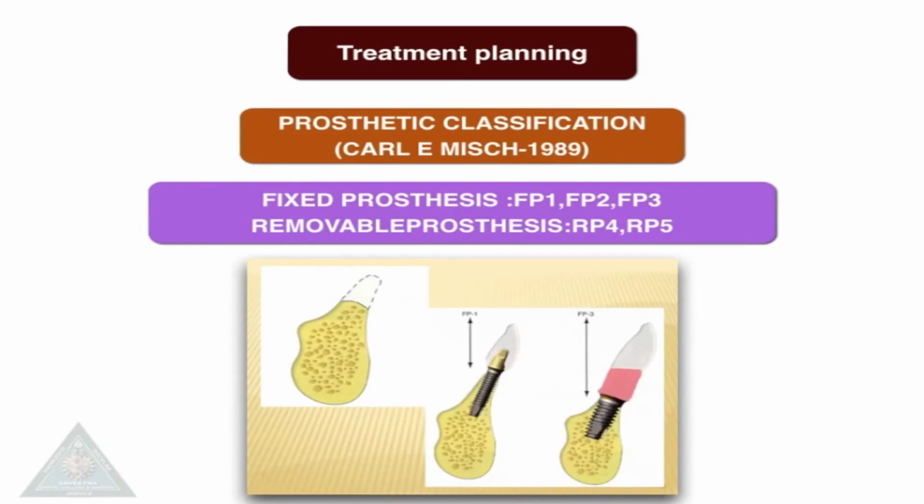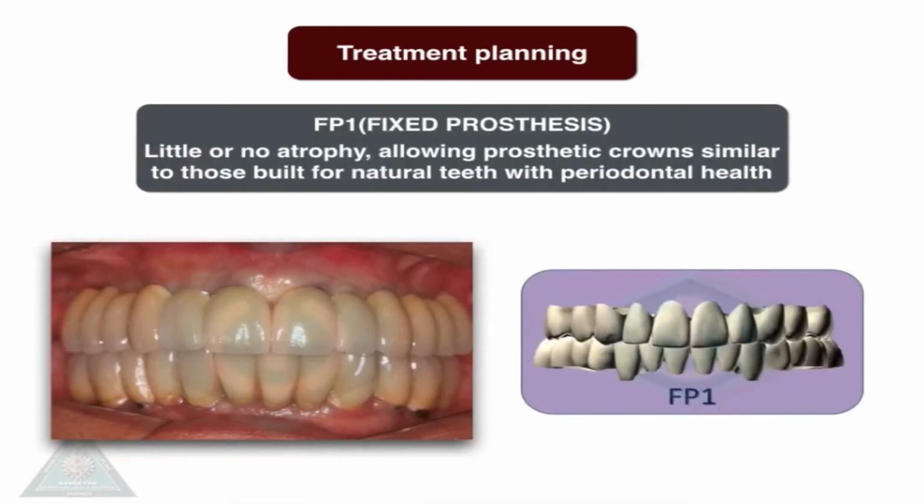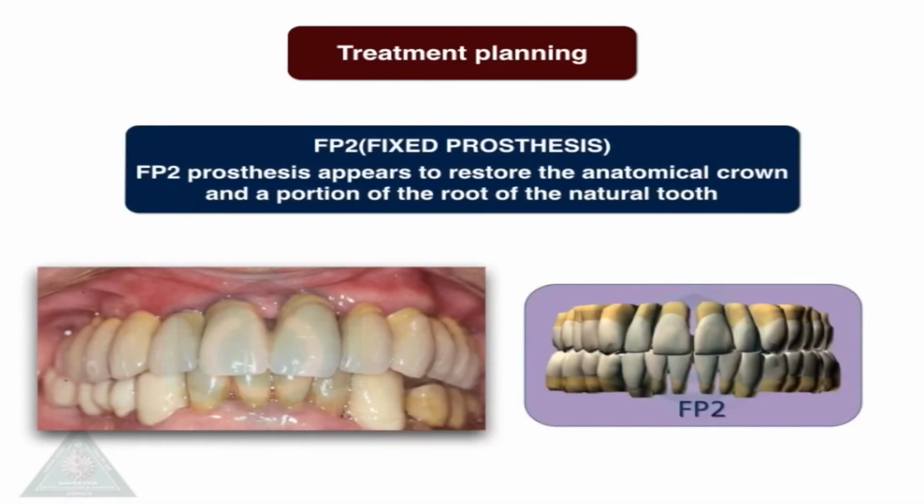And the prosthetic classification for treatment planning, which is given by Carl E. Misch in 1989. FP1: little or no atrophy, allowing prosthetic crowns similar to those for natural teeth with periodontal health. The main goal of FP1 prosthesis is to restore a missing tooth that simulates a natural tooth. FP2 prosthesis appears to restore the anatomical crown and a portion of the root of the natural teeth. But the disadvantage is the restored tooth looks unnatural with excessive vertical dimension. It looks awkward in patients with a high maxillary lip line, so this should be noted before the fabrication of the prosthesis.